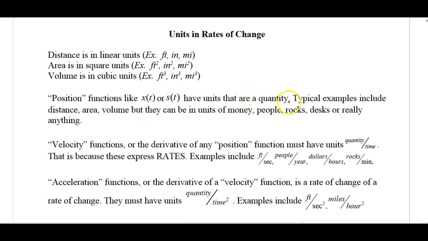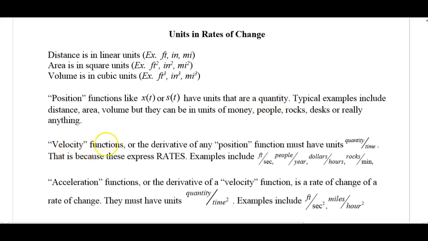And remember, a quantity is just an amount of something, of anything. So typical examples might include distance, area, and volume. Those are all quantities. But they can also be in units of money, people, rocks, desks, or really absolutely anything, because position functions have units that are a quantity, and a quantity is an amount of something, of anything.